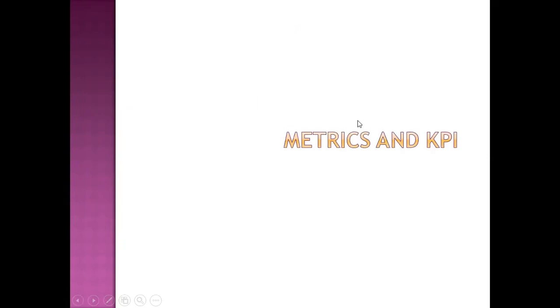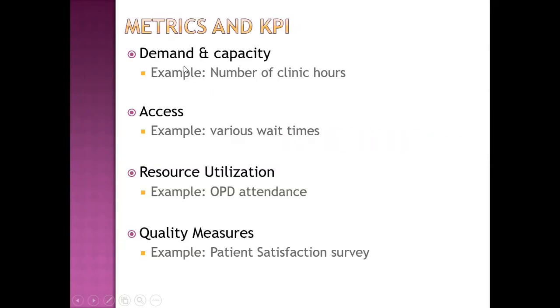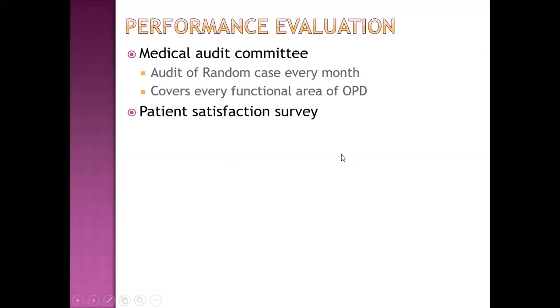Then metrics and KPI. Metrics and KPI can be divided into demand and capacity metrics, access metrics, resource utilization, quality measures. Demand and capacity metrics include, for example, number of clinic hours available. Access metrics include various wait times. Resource utilization includes OPD attendance. Quality measures include patient satisfaction survey.